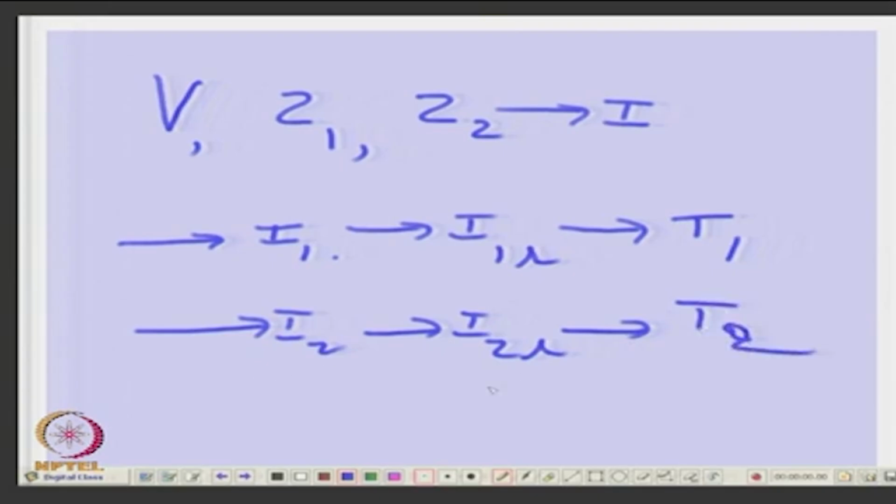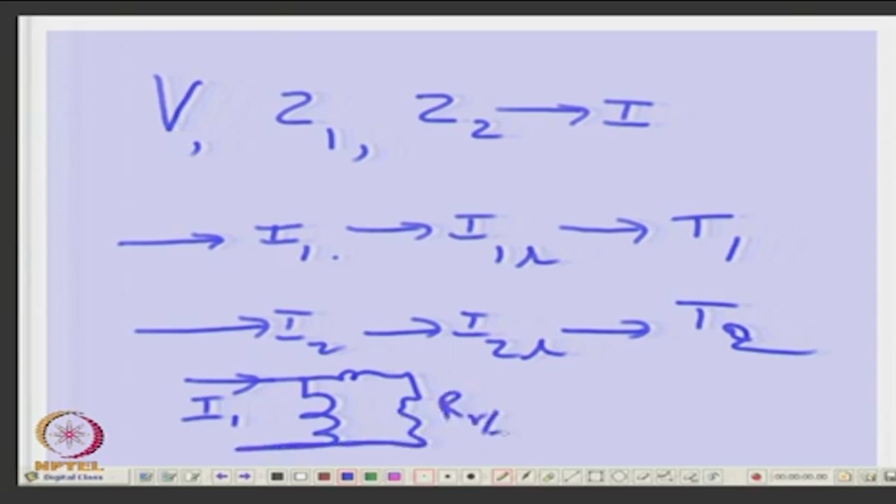If you know I1, how do you calculate I1R? If you know I1, how do you calculate I1 rotor? If this is I1, so this should be I1R, right? You have this circuit, you have to go back to this circuit.